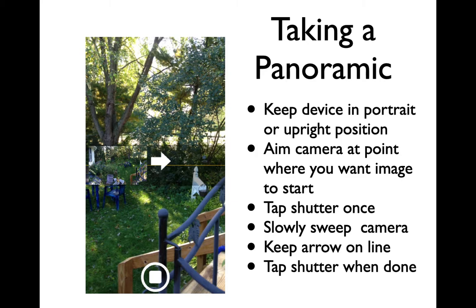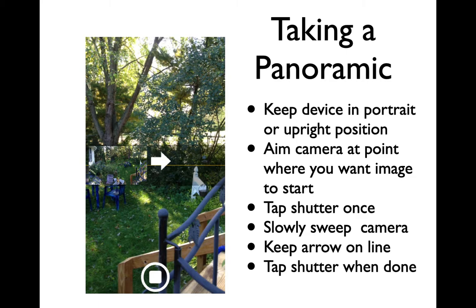So the couple of things you need to remember when you're taking a pano is you need to keep your device in portrait or the upright position. You start by aiming the camera, the lens, at the point where you want the image to start. You tap the shutter once. Don't hold your finger down on it, just tap it once, and it will turn from a round circle to the one you see in the image, which is a square within a circle.